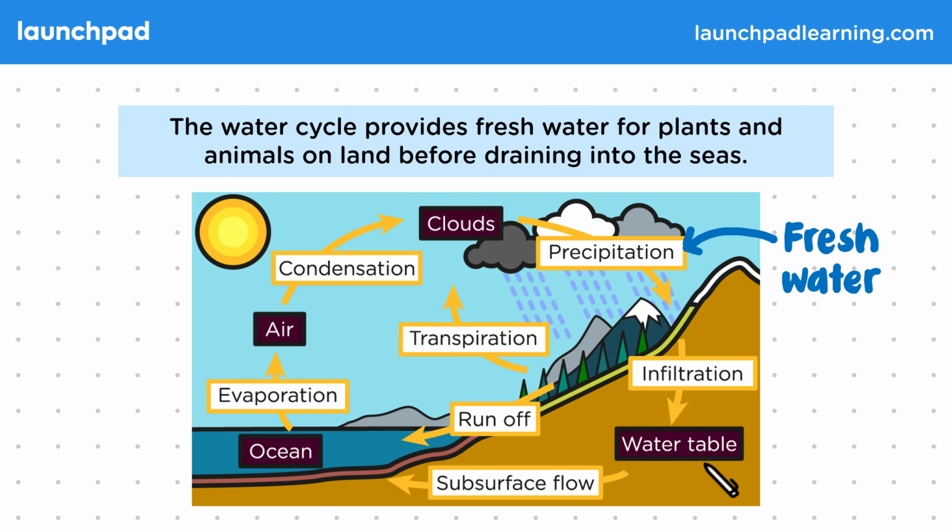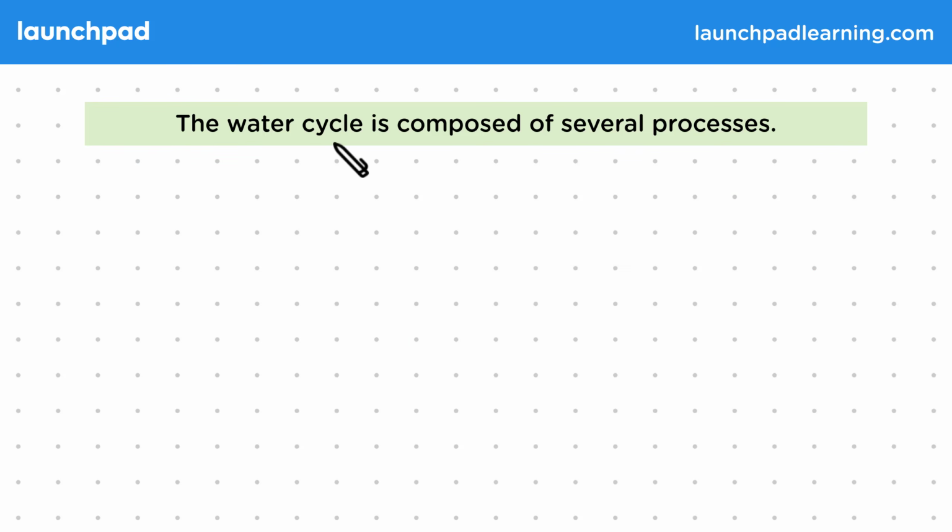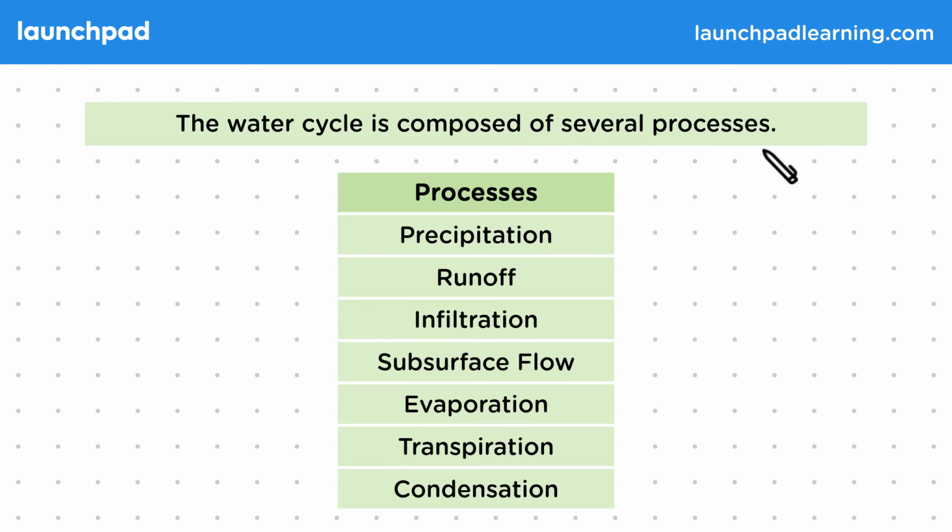So, what are the processes within the water cycle? The water cycle is composed of several processes. This table shows the series of processes that form the water cycle. So we have precipitation, runoff, infiltration, subsurface flow, evaporation, transpiration, and condensation. What's involved in each of these processes?